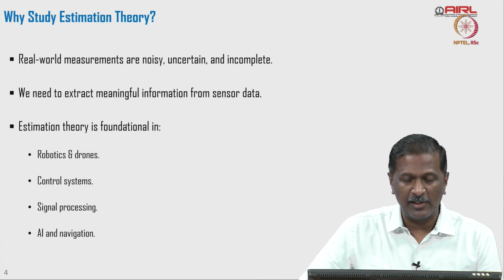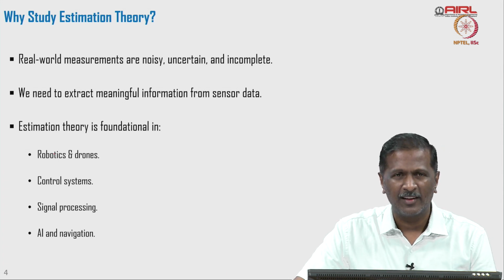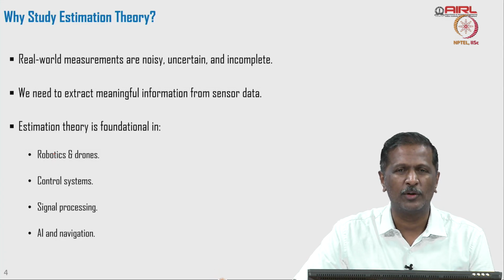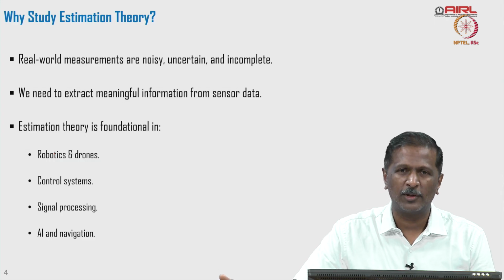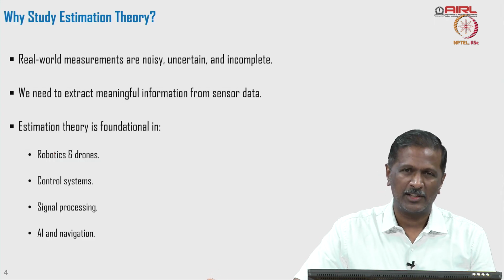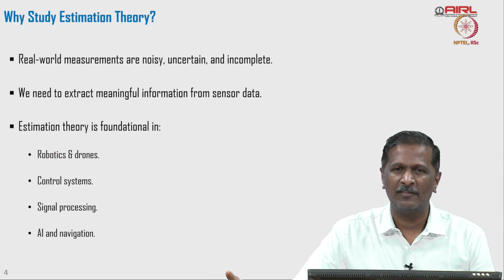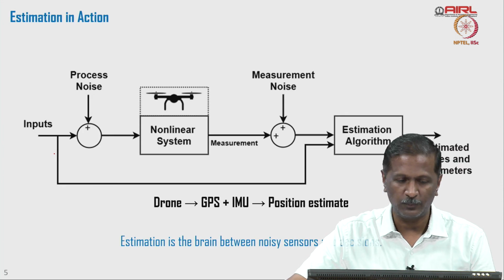And estimation theory is foundational. Where is it all used? Robotics, of course, and in unmanned aerial vehicle technology; even in aircraft, manned aircraft also, estimation comes into picture. Wherever we talk about control, all states are not measurable, right? So when you have that, we look at estimation theory. We also look at it in signal processing. We also use it heavily in artificial intelligence, and wherever we use navigation, estimation theory plays an important role, right?